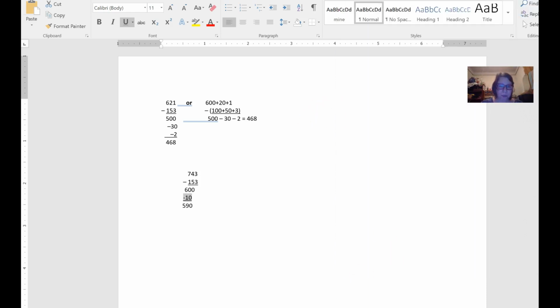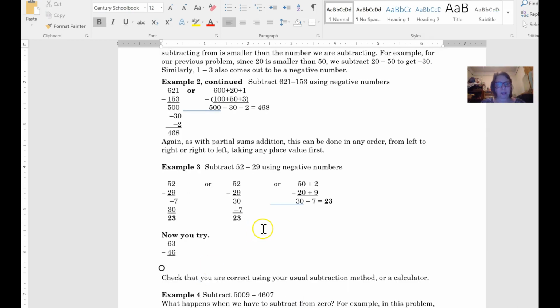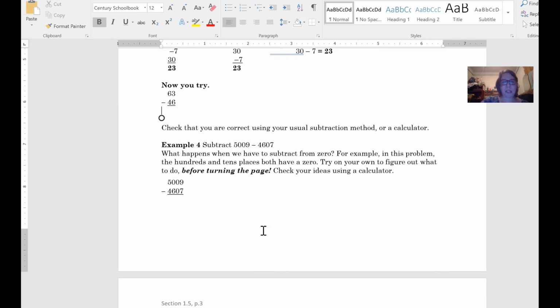You can try this new method out, see if you get it, and then you can try it on your calculator just to check. Now, this one is a little more complicated because of these zeros. And when I first looked at this, I actually didn't know what to do with the zeros.